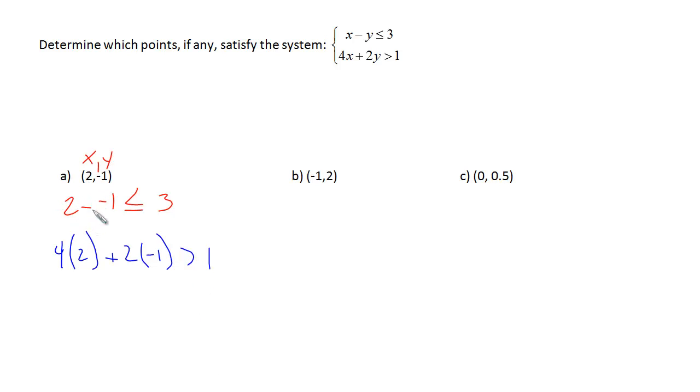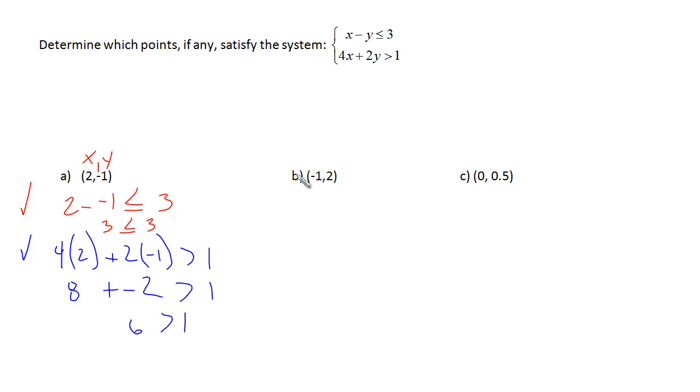So I know that 2 minus -1 is 3. 3 is less than or equal to 3. That one checks. And I have 4 times 2, which is 8, plus 2 times -1, which is -2. And that is greater than 1. This would be 6. And that one also checks. So this point lies within or satisfies the system of these two inequalities. I can also solve both of these for y, graph it in my calculator, and see if the point falls within the overlapping bounded region.